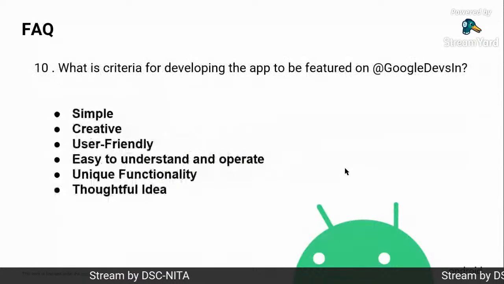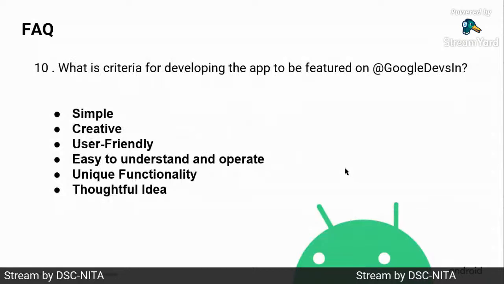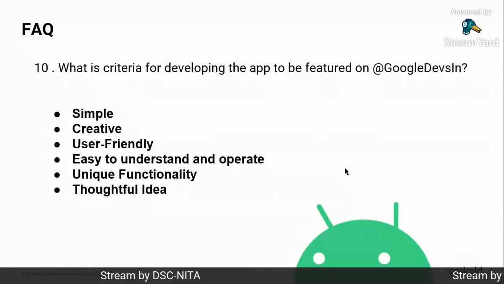What is the criteria for developing the app to be featured in the Google Devs India Twitter handle? Simple, creative, user friendly, easy to understand and operate, unique functionality, thoughtful idea. Create an app with your own creativity and submit it to me. You may be featured at Google Dev India's official Twitter handle, and it's a very cool thing.